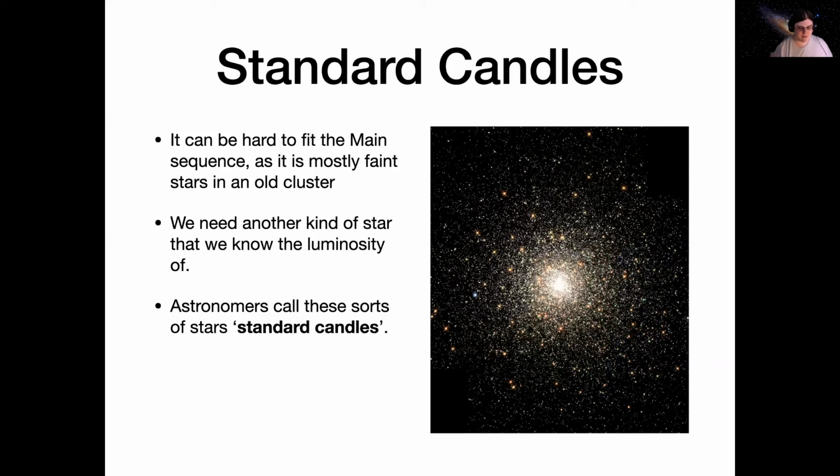So we need to find something where we know the luminosity. We call this kind of star, where we know the luminosity without finding its apparent brightness and distance, or in particular without finding its distance, a standard candle. It's basically a reference. This star is always this bright, this luminosity, so we can use it to measure a distance. It's kind of like a ruler, or rather a scale bar on a diagram.